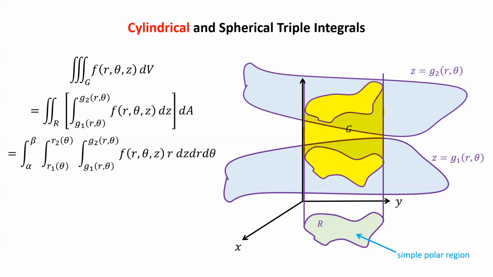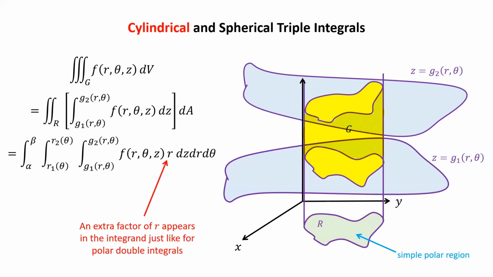The limits on the first two integrals come exactly the same way you would do it for a double integral. Theta is between alpha and beta, and r is between r1 of theta and r2 of theta. Notice that when we change to the full iterated integral in cylindrical, an extra factor of r appears inside of the integrand, just like it did when changing to a polar double integral.